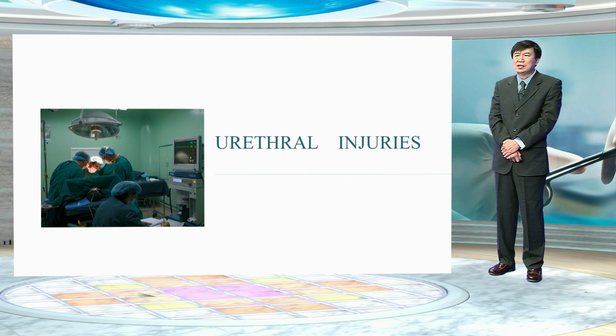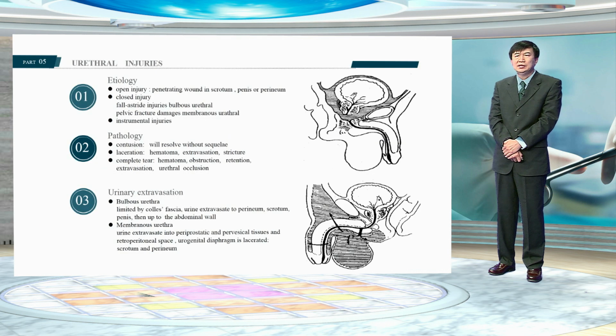The last is urethral injury. The etiological factors of urethral injury include penetrating injury and blunt injury. Penetrating injury consists of penetrating wounds in the scrotum, penis, or perineum. The bulbourethral injury is often caused by straddle injury and iatrogenic injury. The membranous urethral injury is often caused by pelvic fracture and instrumental damage.